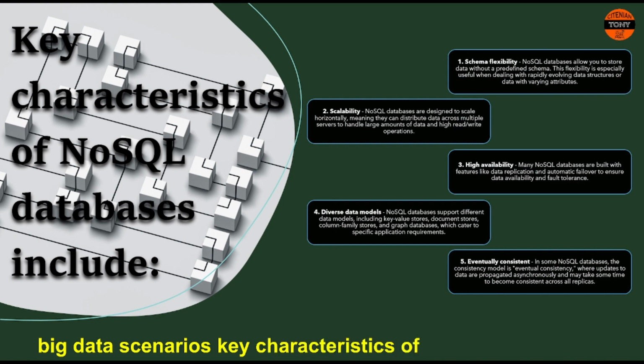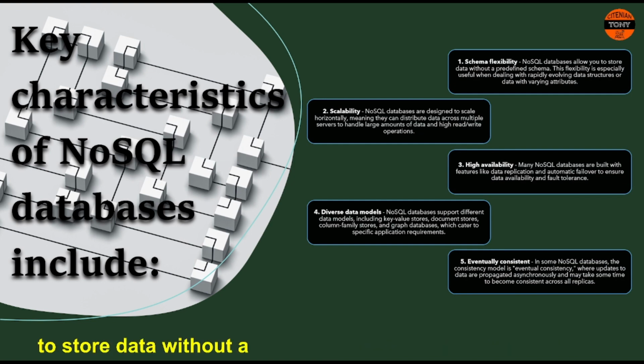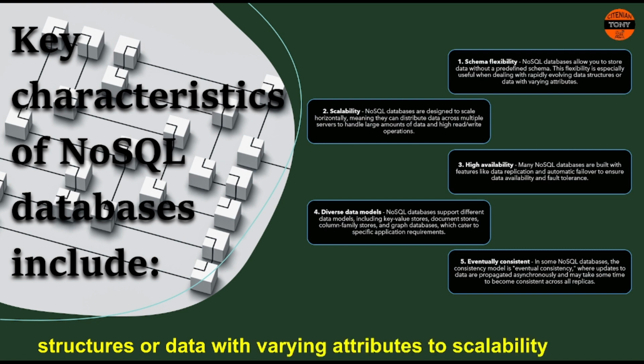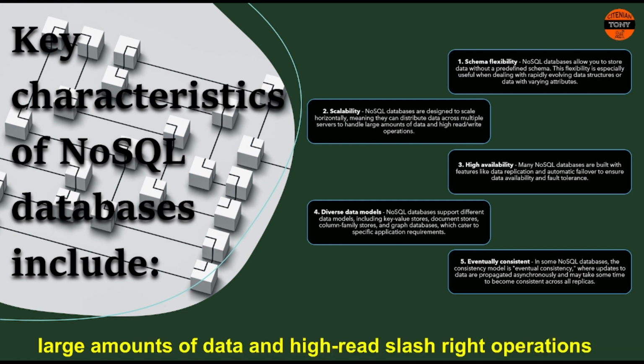Key characteristics of NoSQL databases include: 1. Schema flexibility. NoSQL databases allow you to store data without a predefined schema. This flexibility is especially useful when dealing with rapidly evolving data structures or data with varying attributes. 2. Scalability. NoSQL databases are designed to scale horizontally, meaning they can distribute data across multiple servers to handle large amounts of data and high read/write operations.